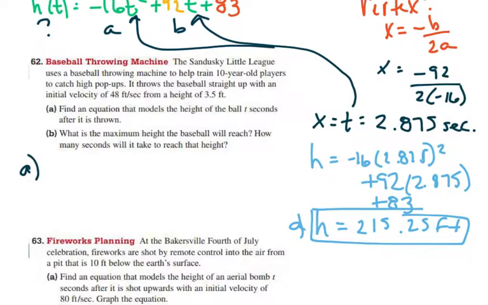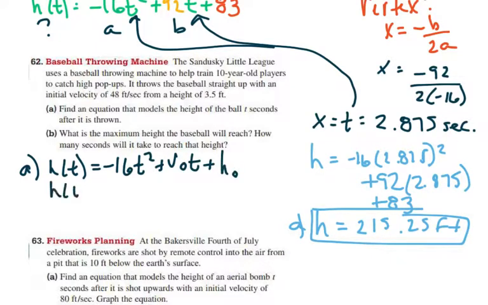So again, that's going to be our formula from before, where the height is equal to negative 16t squared plus the initial velocity times t plus the initial height. So officially our throwing machine equation is going to be negative 16t squared plus 48t plus 3.5, the height of the machine.